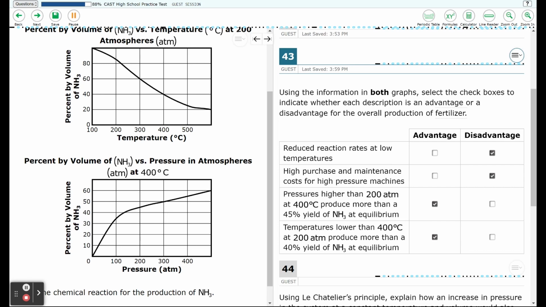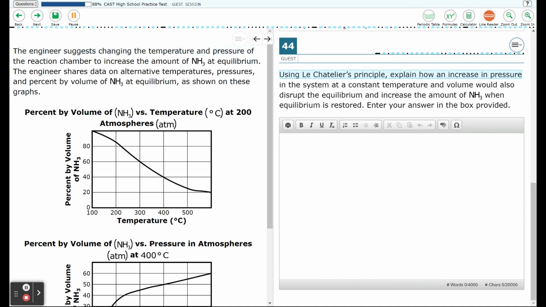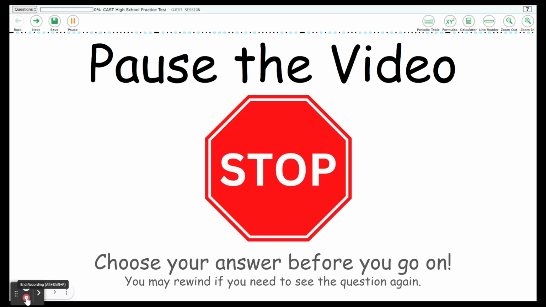And moving on to question number 44. Using Le Chatelier's principle, explain how an increase in pressure in the system at constant temperature and volume would also disrupt the equilibrium and increase the amount of NH3 when equilibrium is restored. Enter your answer in the box provided. Go ahead and pause the video and type up your answer.